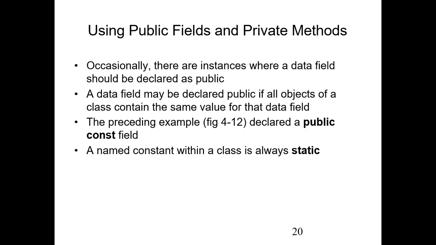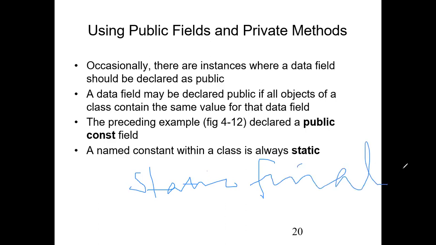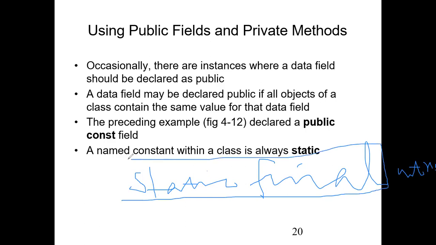Again, a named constant within a class is always static, right? I want you to take note of this point. A constant within a class is always static. As a result, C# does not allow you to use both words, static and const. I know in Java you can write something like static final, and then you specify maybe int and whatever x, and then you specify the value.